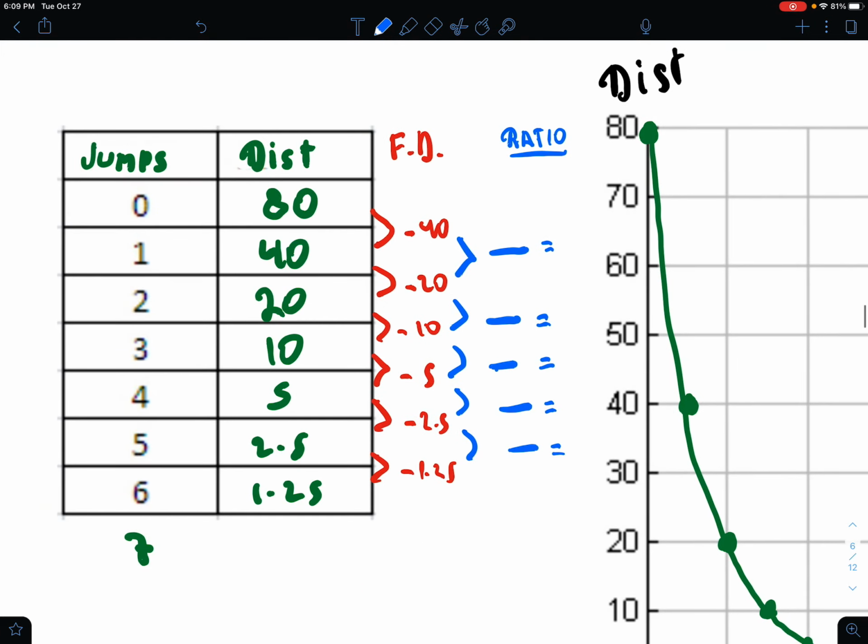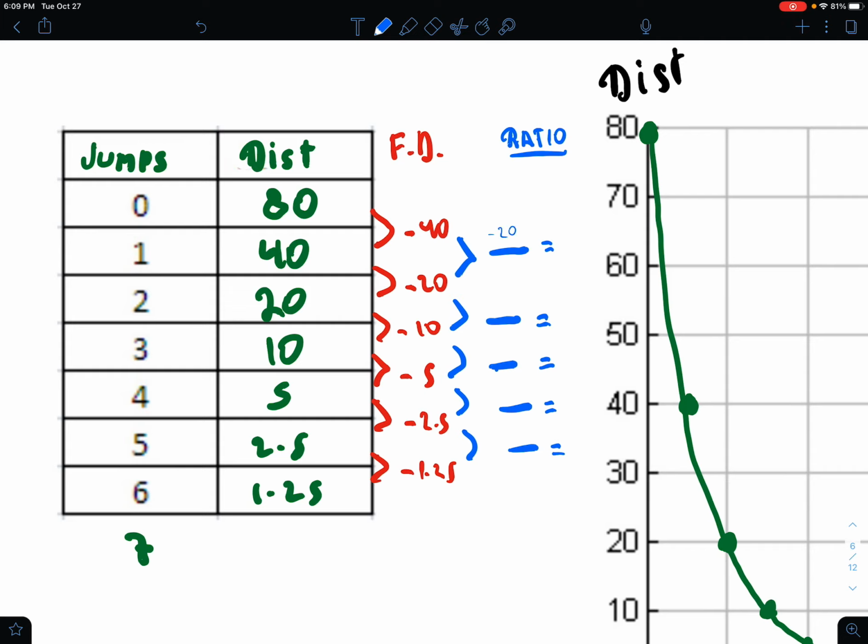Let me increase here. So the first difference is going from 80 to 40, I go down by 40. So that's minus 40. Going from 40 to 20, I go down by 20. And very interestingly, the first differences look exactly the same as the y's. But that's not always the case. So I have to check the first differences and then the ratio of the first differences.